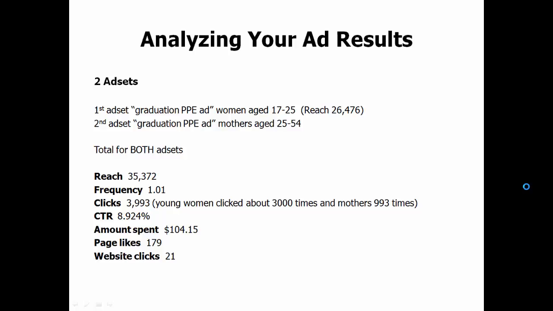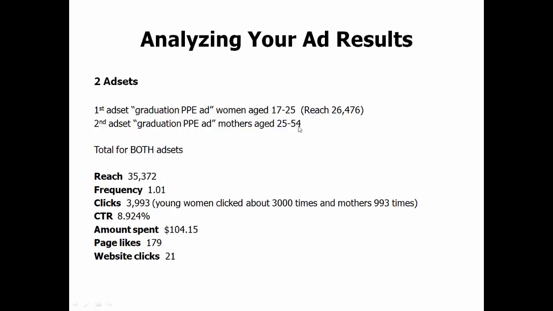Hey guys, so I just added the filter Ecom PPE, and this brings up 2 ad sets that I ran in the past, so that I can share some real data with you. One ad was targeted to women, as you can see here. It was the graduation PPE ad, and it was women aged 17-25, and the other for mothers aged 25-54.